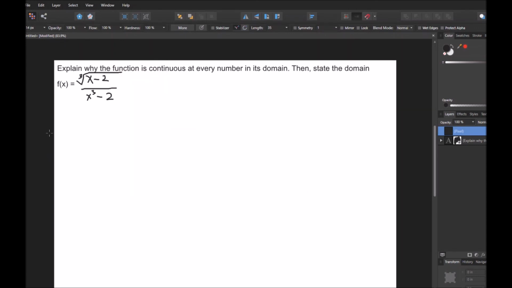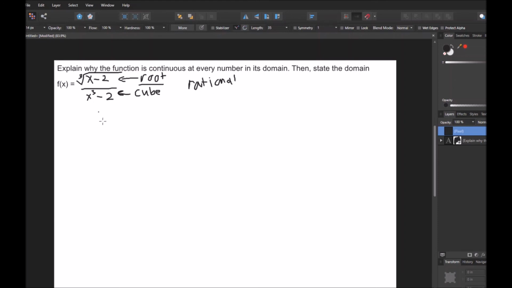Okay, so in this next problem, we are once again asked the same thing, except our function is different. Our function now is the cube root of x minus 2 over x cubed minus 2. Now as we can see, all we have is a root function, a cube root function in fact, over just an exponential function, a cubing function. I'm just going to write cubing function. And this together is just a rational function still. It's still a rational function. So that's why it's continuous at every number in its domain.